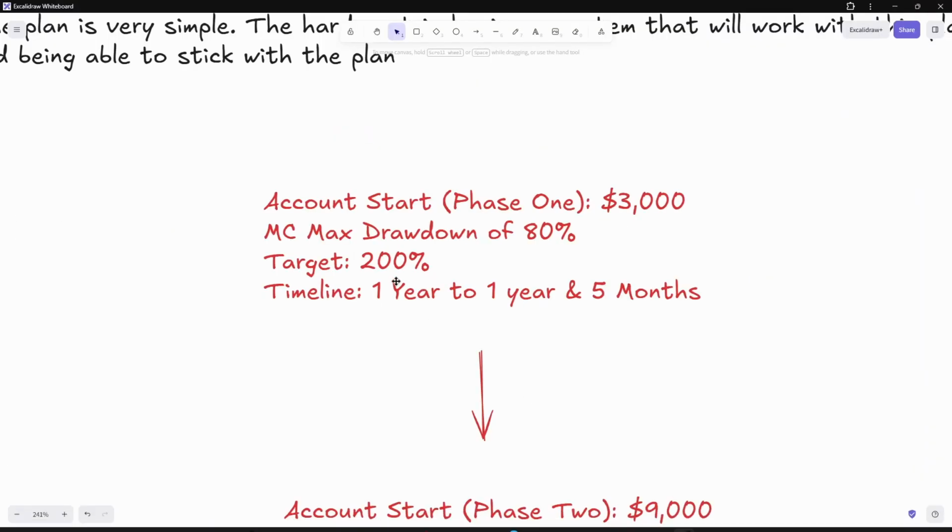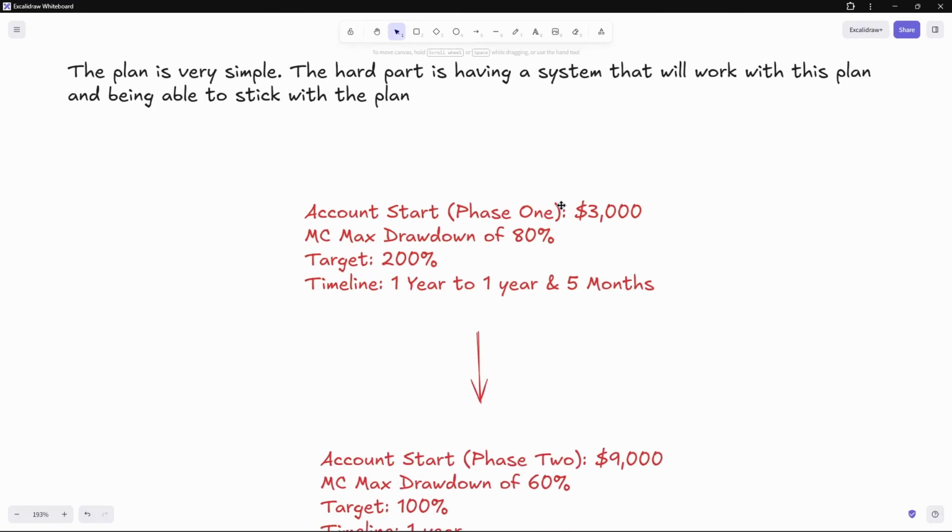So based on my backtest and some of my live performance, I can expect to make this 200% return between 1 to 1.5 years. So 1 year and 5 months. So it should take me about a year and 5 months to turn this $3,000 account into $9,000, and that's a 200% return.